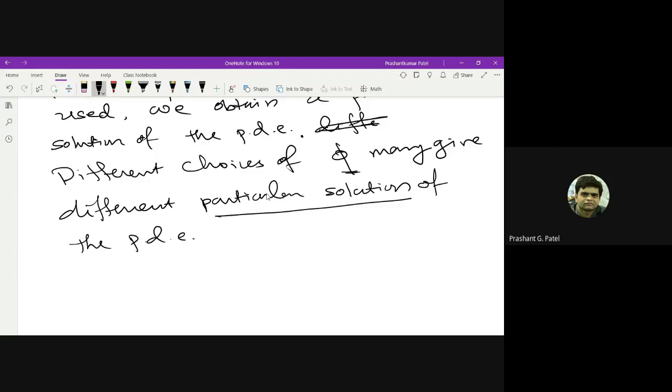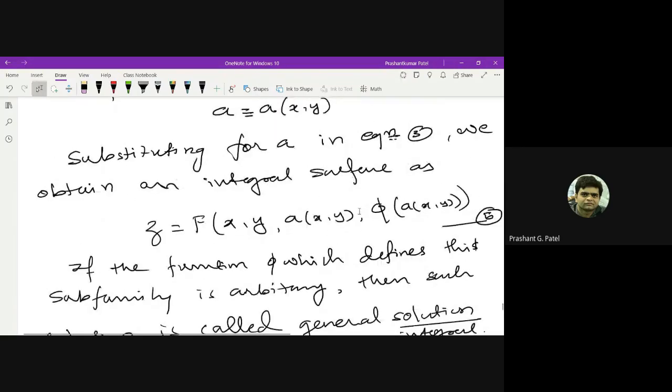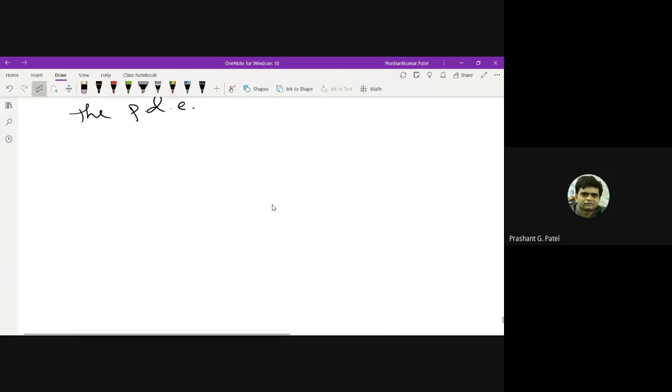A general integral hence involves the arbitrary function, and the lemma is needed for the solution of the given PDE. Okay, so the question is why such a phi is always possible, or why such an a is always possible, which satisfies our differential equation. So for that we have this lemma.